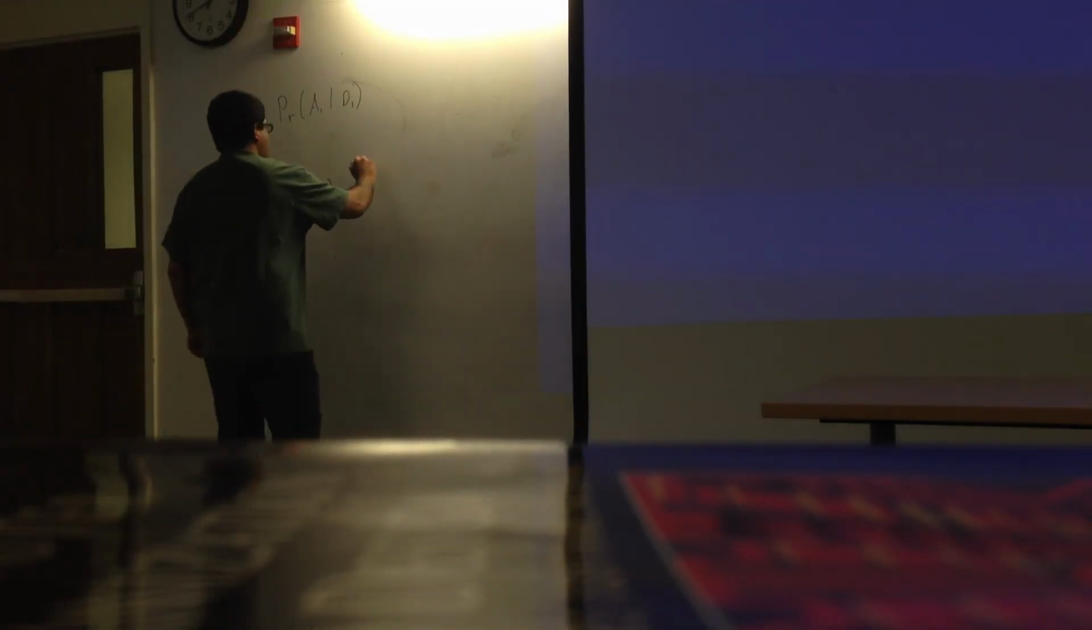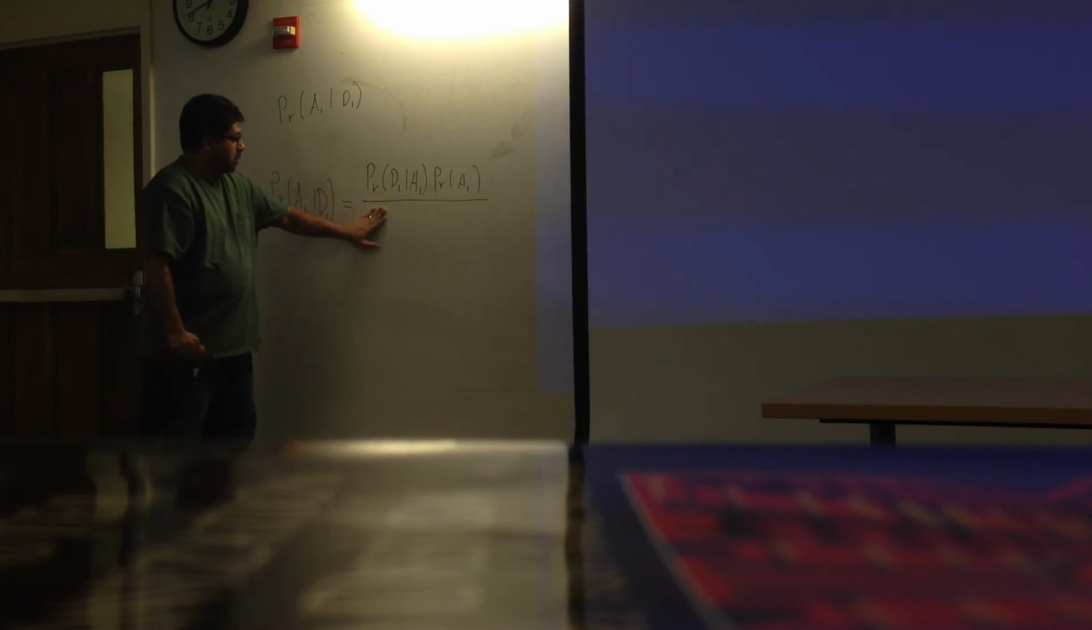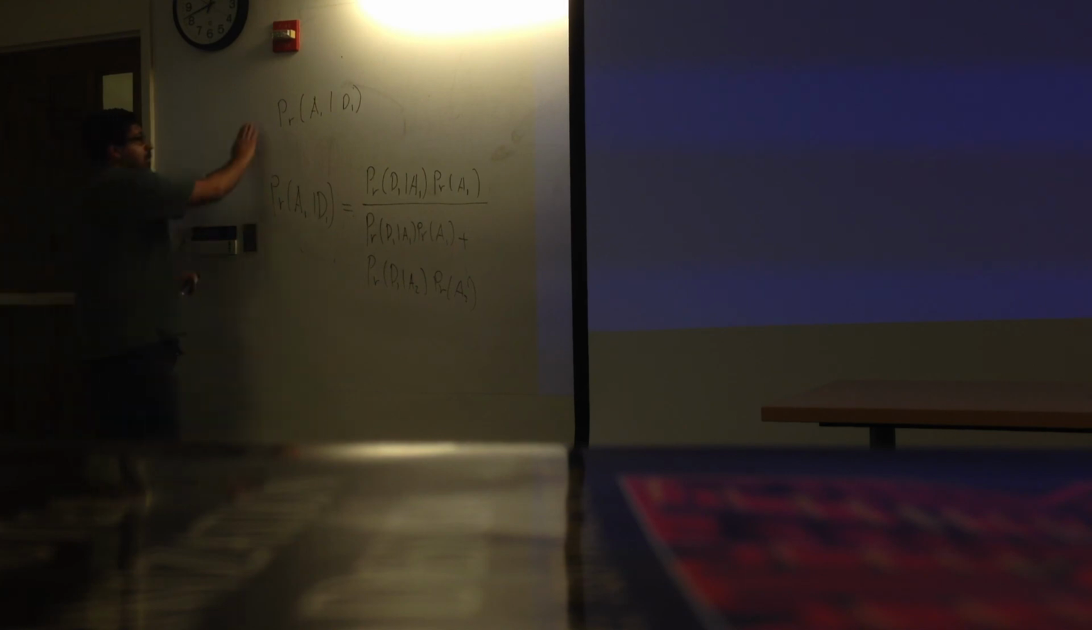The probability of A1 given D1 is equal to the probability of D1 given A1, times the probability of A1, divided by the sum over both urns. That's the probability of D1 given A1 times the probability of A1, plus the probability of D1 given A2 times the probability of A2. Okay, so let's start writing things down.